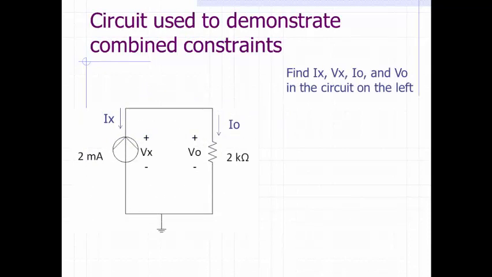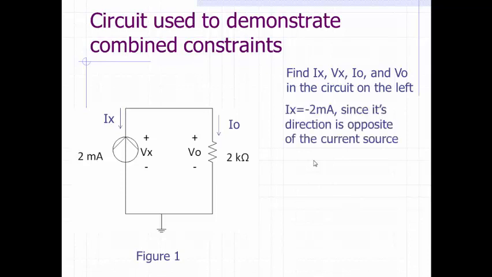Now let's look at this example. In this example, you have one current source and one 2K ohm resistor. The question is they want you to find all the voltages and the currents for each component over here. So first, the current source has a current of 2 milliamperes.